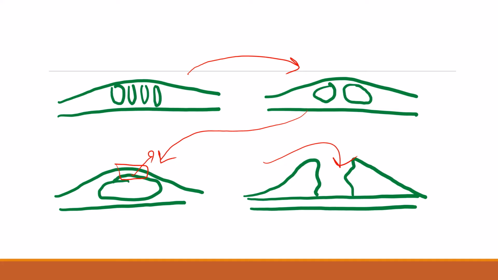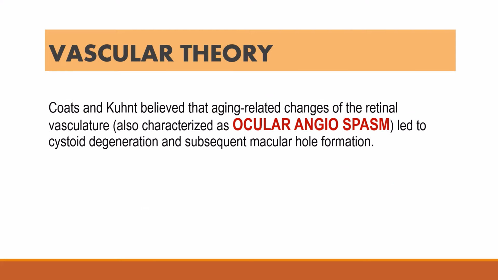So what did I tell you? Macular hole is a full thickness hole. So as you can see, there's an entire depletion of the retina, or the full thickness defect is actually present in the retina.